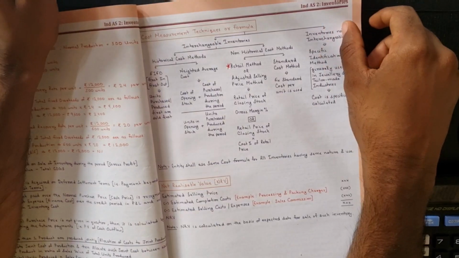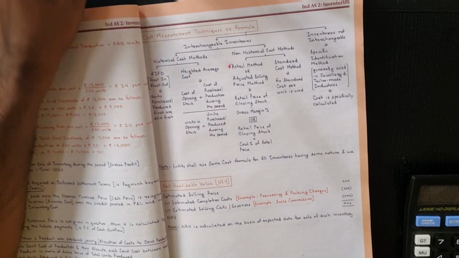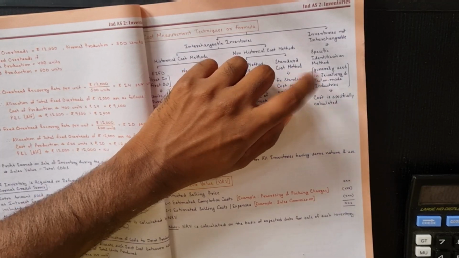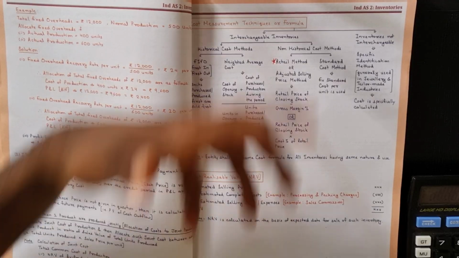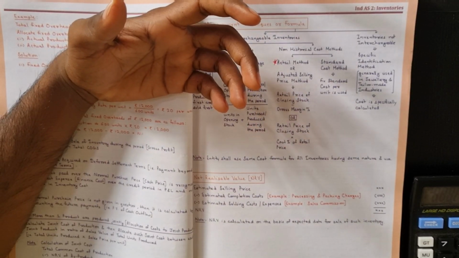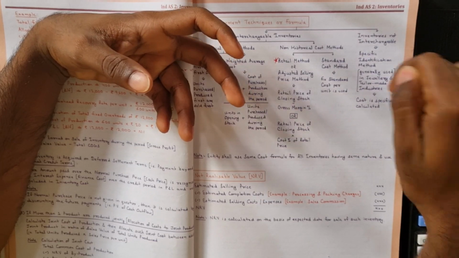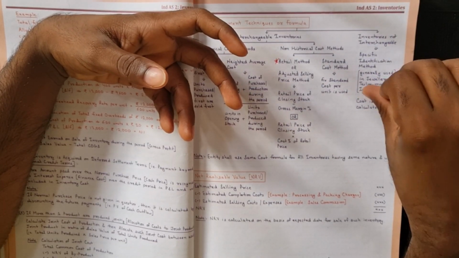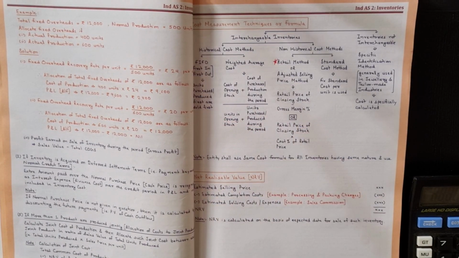Next we have is inventory is not interchangeable. Means what? Specific identification method, generally used in jewelry or tailor-made industries. Jewelry items, you give an order in the jewelry shop and then they make your specific requirement, right? So this is not interchangeable. So here cost is calculated specifically. Okay, I'm not using this method.